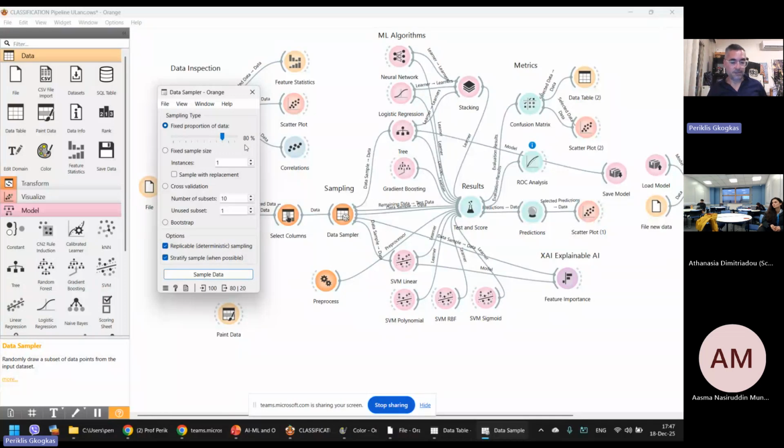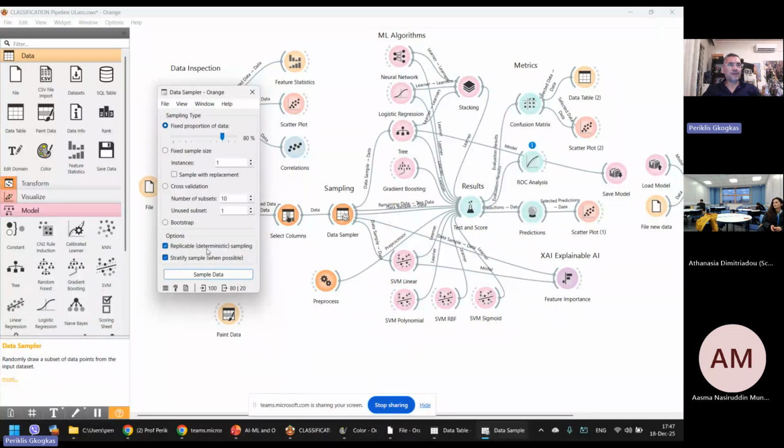Because if you have a very good model with 90% accuracy in the training set, but when you try new data, either this 20% or any other type of new data, and you get 60% accuracy, then it means that you have overfitting. Your model is very good at predicting the specific sample that you have at hand, but it's not very good for any other data set. Okay, so this is why here in the data sampler we separate these two samples.